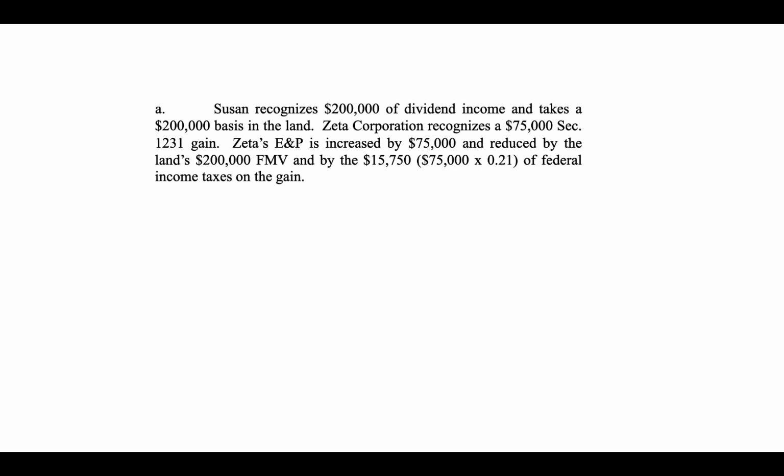For Zeta, Zeta has a $75,000 1231 gain. All right, and remember that's fair market value minus the 125 adjusted basis. Zeta's earnings and profits is increased by the gain, reduced by the amount of the distribution, and also reduced by any taxes paid on that gain, so that 21% tax.